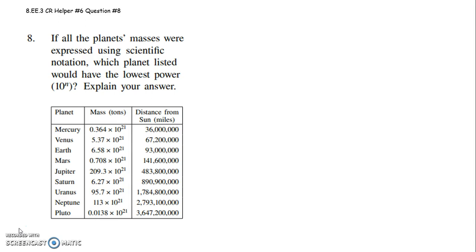Okay, first of all, they're talking about the masses of the planets. So in no way, shape, or form is it related to the distance from the sun. So let's focus on the masses of the planets. Well, I think Pluto has the smallest mass, so I'm guessing that's going to have the lowest power. But let's talk about how to rewrite these. Because you're saying, well, right now they're all 10 to the 21st. But here's the issue. These are not in scientific notation. So I'll just show you a few examples.